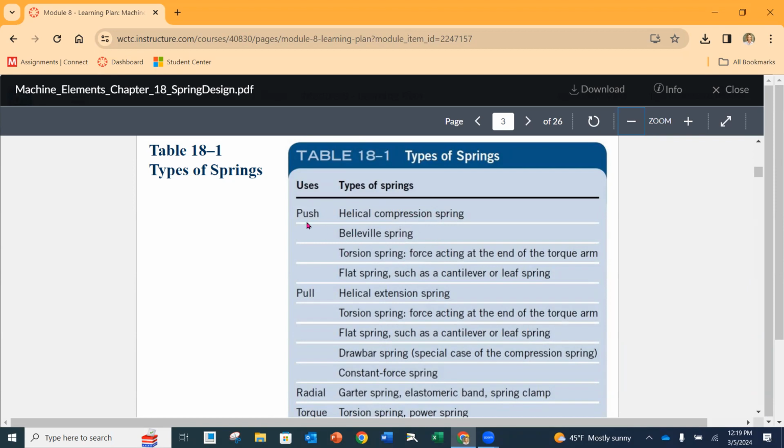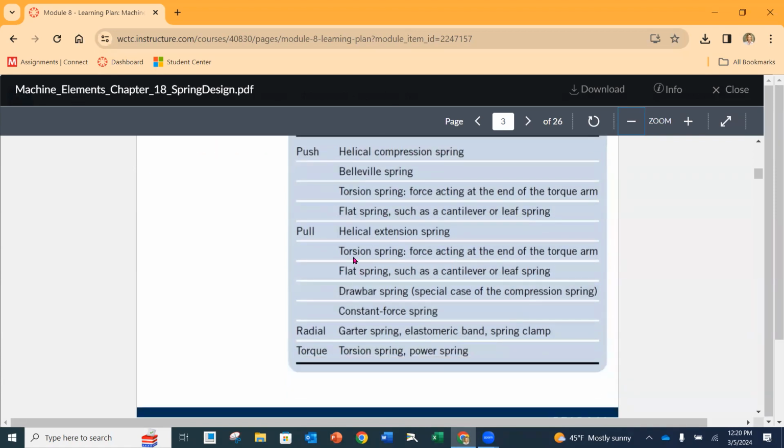So for instance, if we're going to have an action where we need to push on something, then we're probably going to be looking at a compression spring of some sort, maybe a Belleville spring, maybe a torsion spring, depending. So this table is kind of nice for helping you to narrow down going from the action to the type of spring that you're going to be involved in.